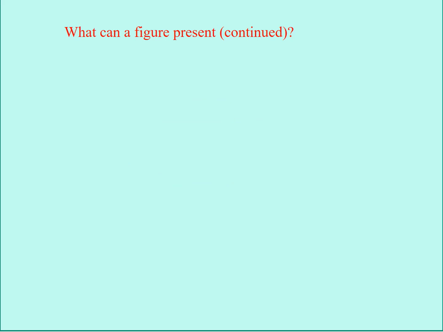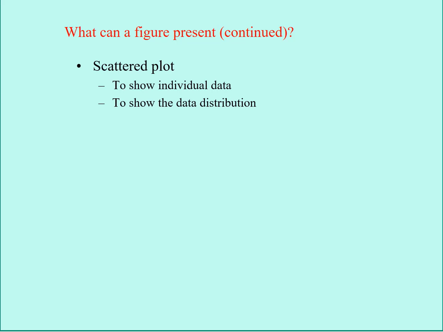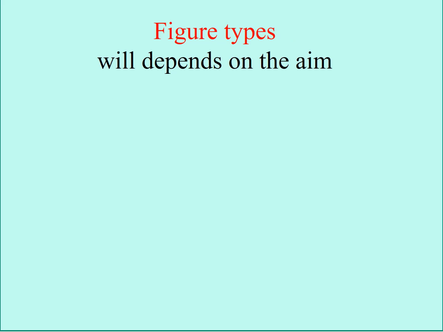The third type is called the scatter plot. You can plot the control group versus the treatment group. In the plot, you will show the individual data. Because you show the individual data, you see the data distribution. Others, such as a box plot, you can also put into your figure.